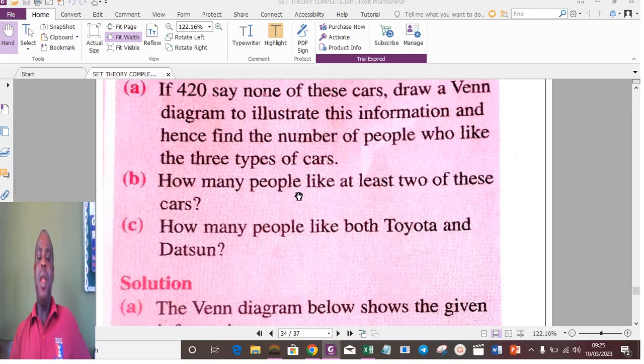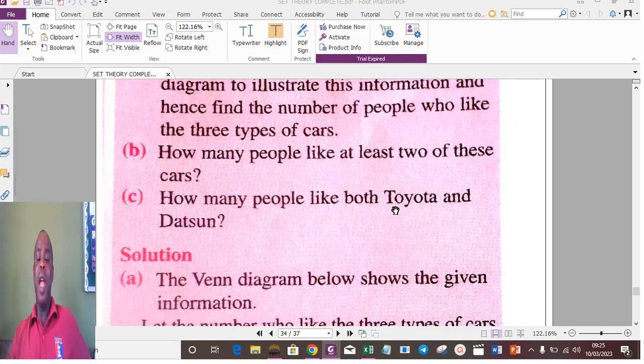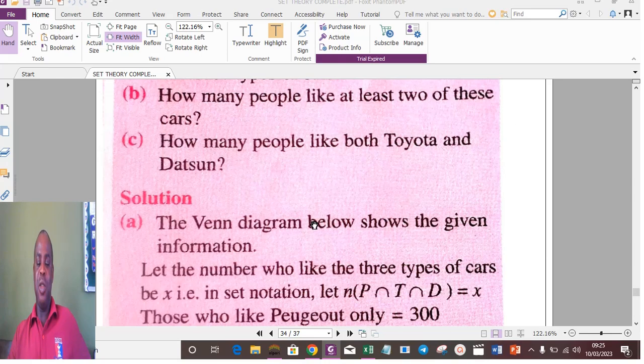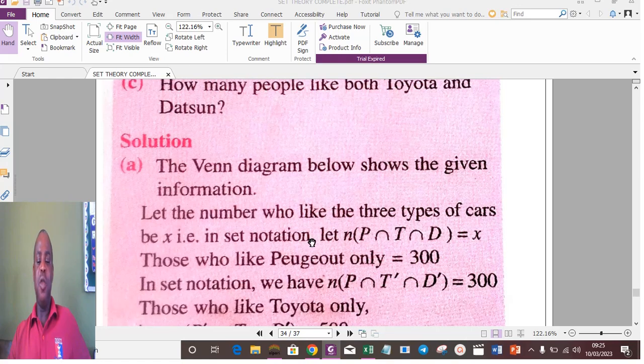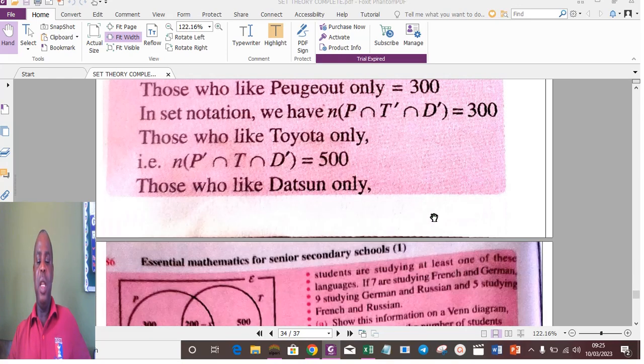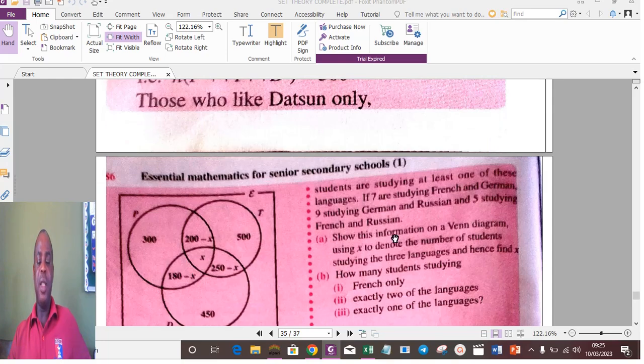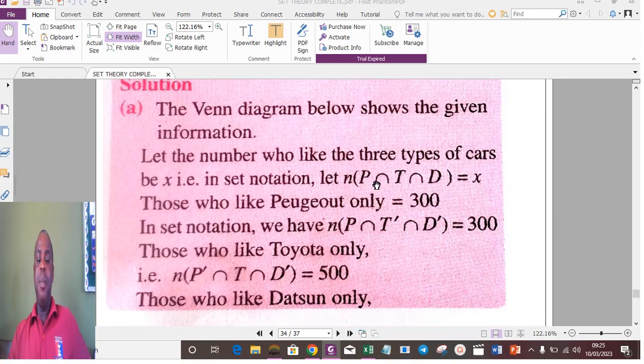Now, how many people like at least 2 of these cars? At least means 2 and above, 2 cars and above. And then the last one, how many people like both Toyota and Datsun? So let's look at the Venn diagram. The Venn diagram shows the given information. I've told you start from the inner one. This is the inner one, S, that's what we want to get, because P intersection T intersection D was not given. Those who love Peugeot and Toyota and Datsun were not given, so you put it as S.